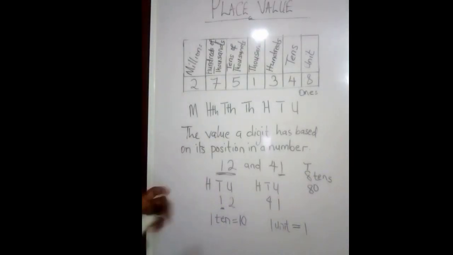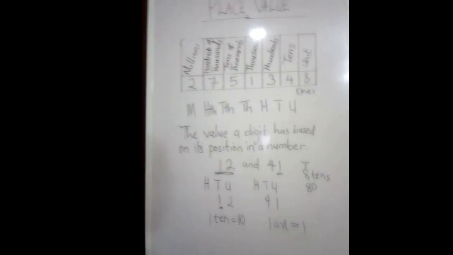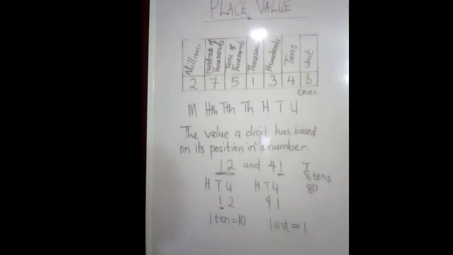So what I'm trying to explain to you is no digit has a specific value in combination with other digits. The value it has depends on the position it is occupying in that given number. I hope that is clear.